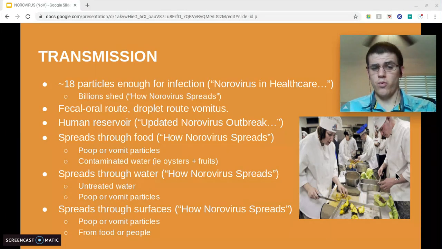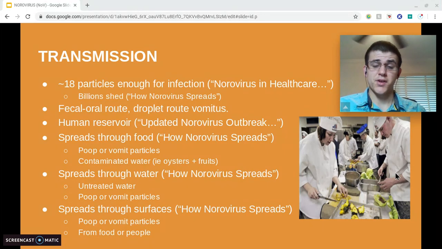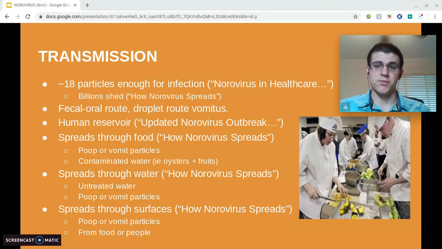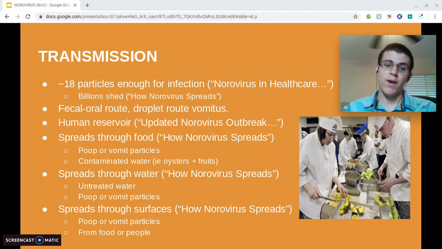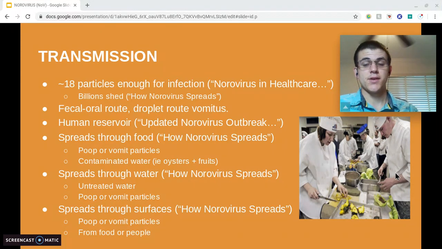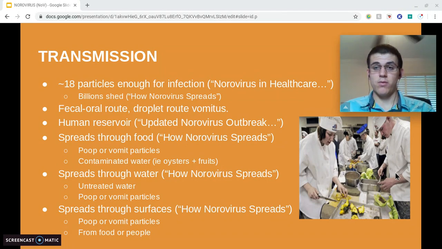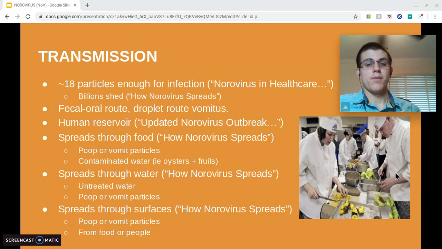It also spreads through water. So, we've already discussed waterborne illnesses in this class in terms of cholera. Norovirus can also spread through water, mostly untreated water. So, if you think about it, if it spreads through the fecal-oral route, this happens if you ingest water that's contaminated with feces or vomit.